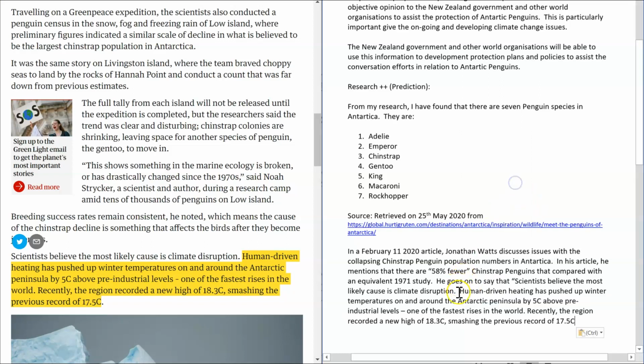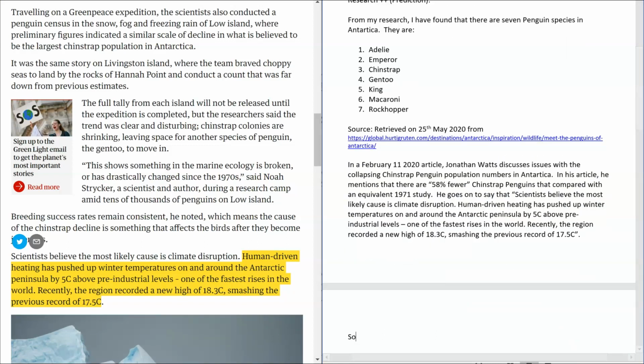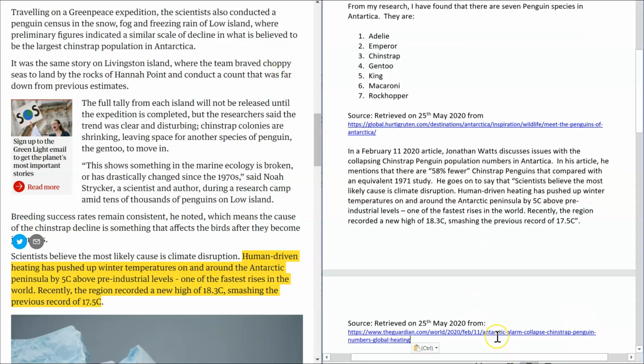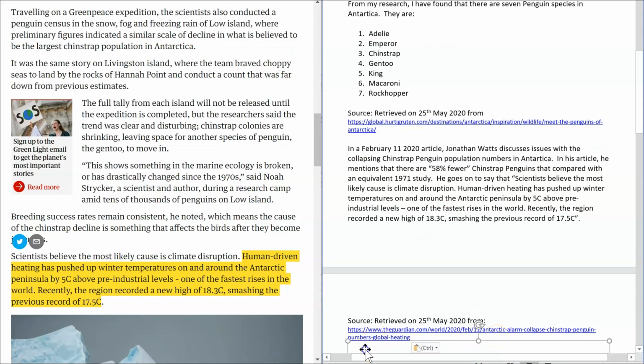So let's put it so it's in the same formatting. There we go. Okay, and again, let's write about our source. We've retrieved it on the same date, on 25th of May 2020 from, and let's get our link in. Okay.